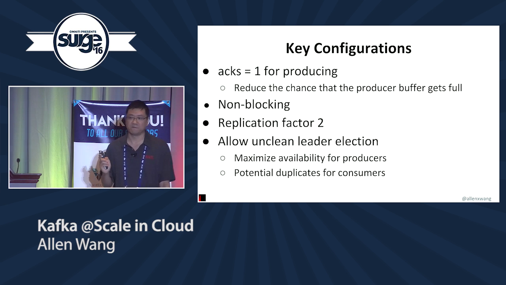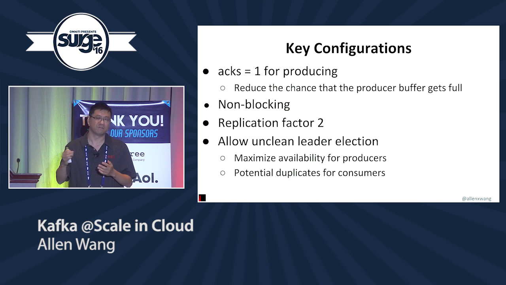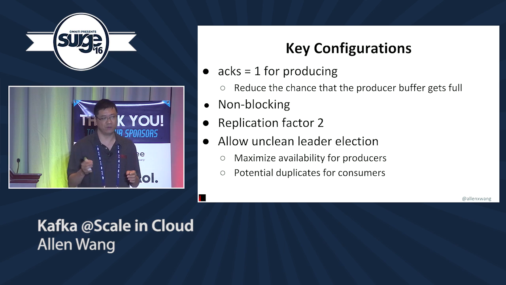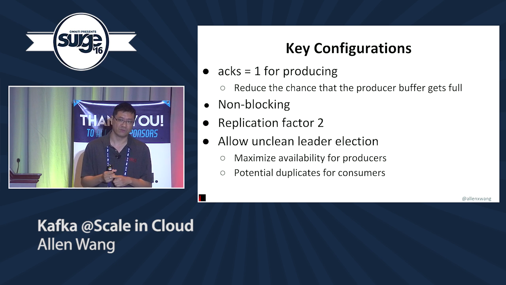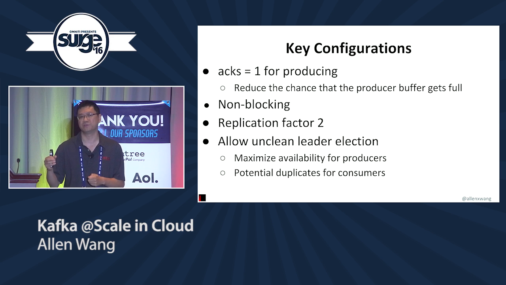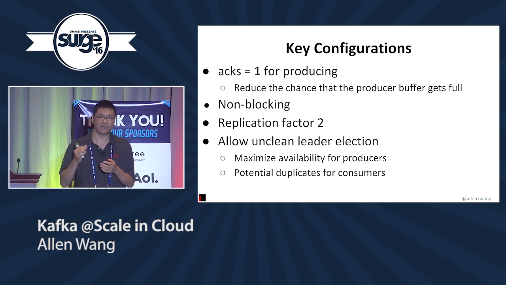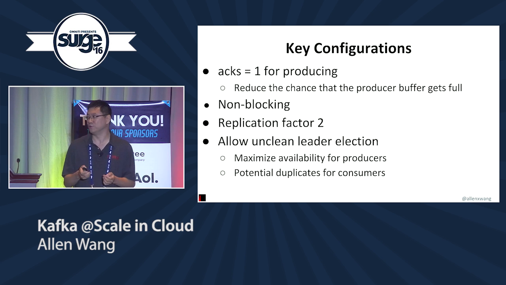We use replication factor 2 for the brokers, because replication factor 2 gives adequate data redundancy at a very reasonable cost. We also allow unclean leader election for the brokers. That maximizes the availability of partitions to the producers. But for the consumers, if there's an unclean leader election and their consumer offsets get invalidated, they may get duplicate messages.